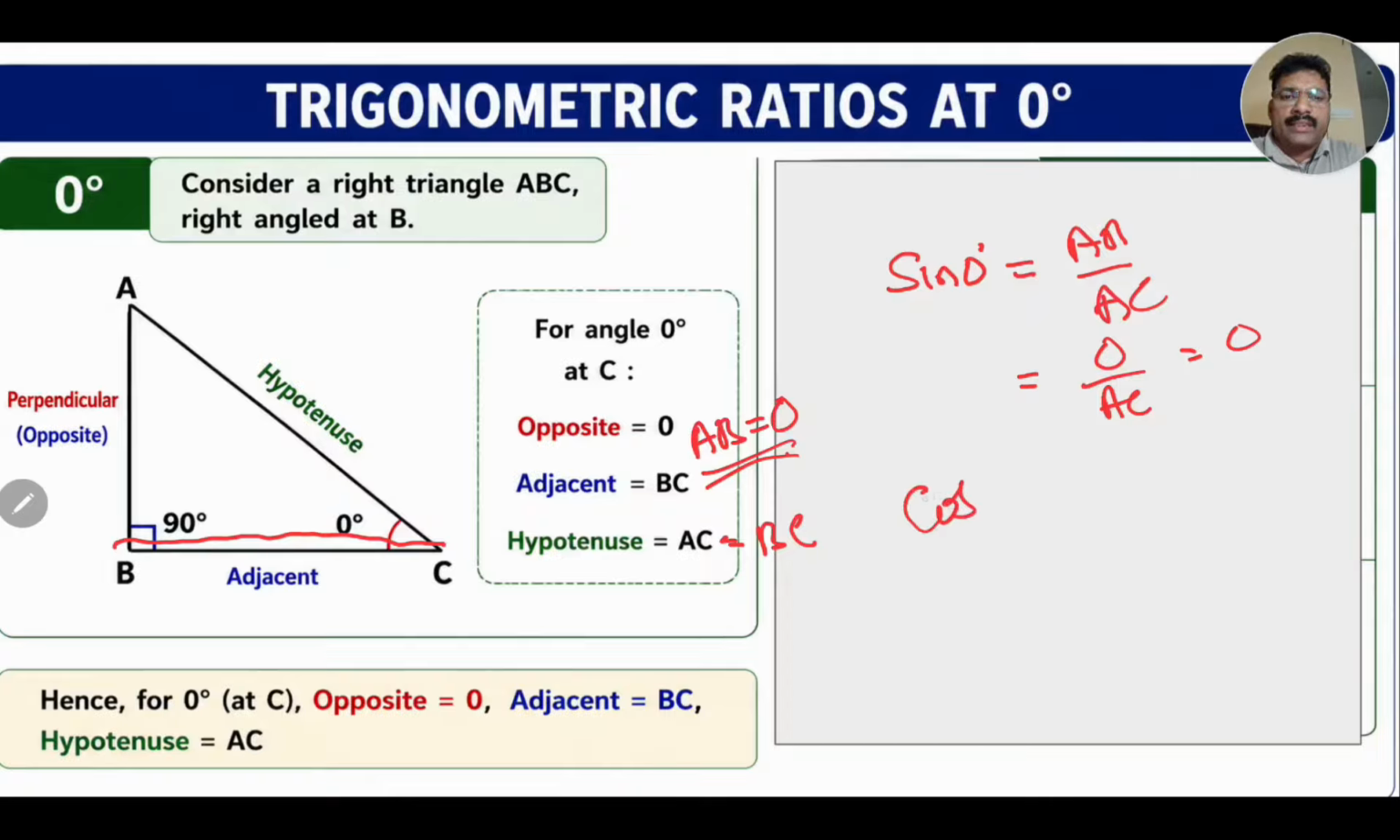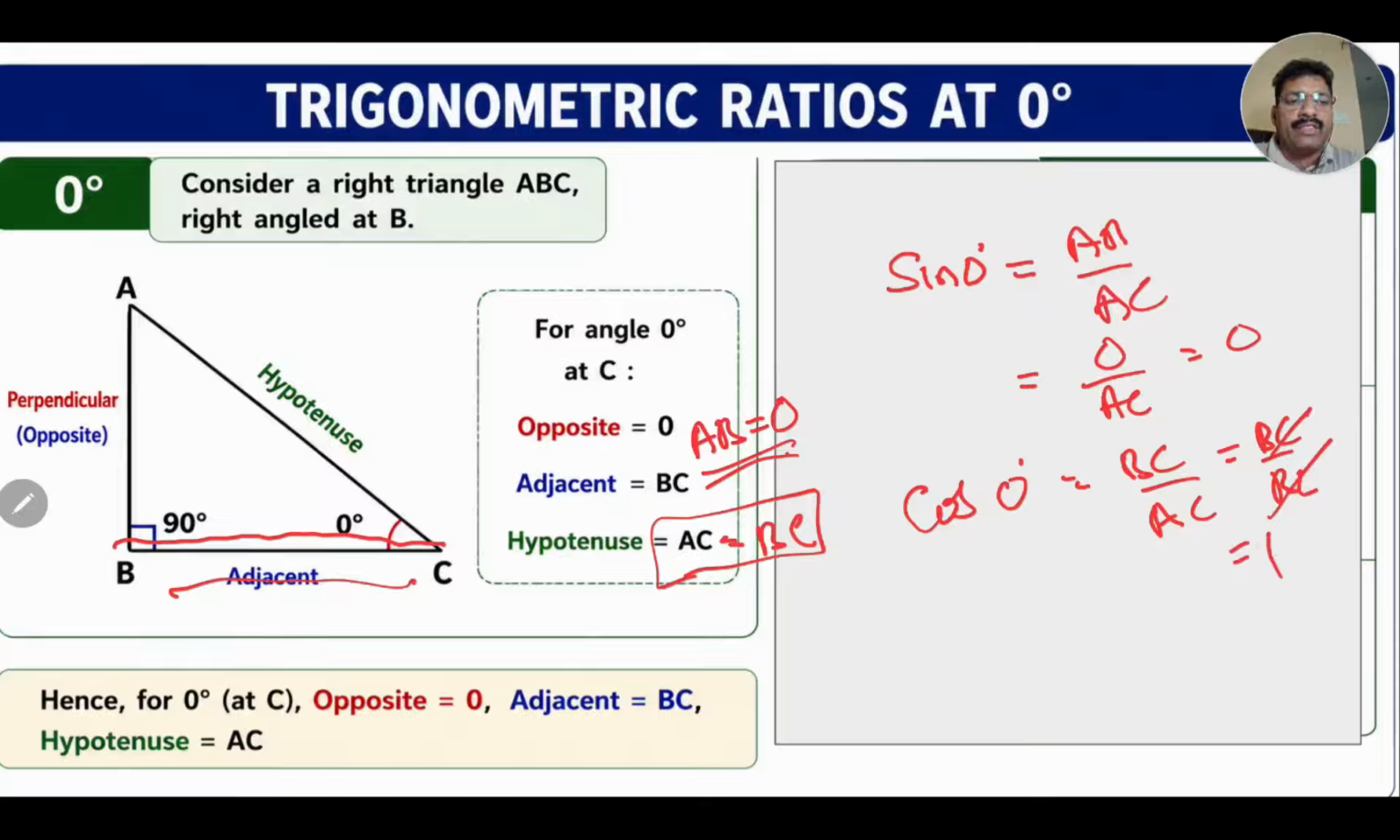Similarly, if you take cos 0 degrees, cos theta formula, adjacent side by hypotenuse. Adjacent side is what here in the triangle, BC is the adjacent side. Hypotenuse will be AC. So just now only told AC and BC are both equal. So in the place of AC if you write BC divided by BC, that gives 1. So cos 0 degrees value 1.